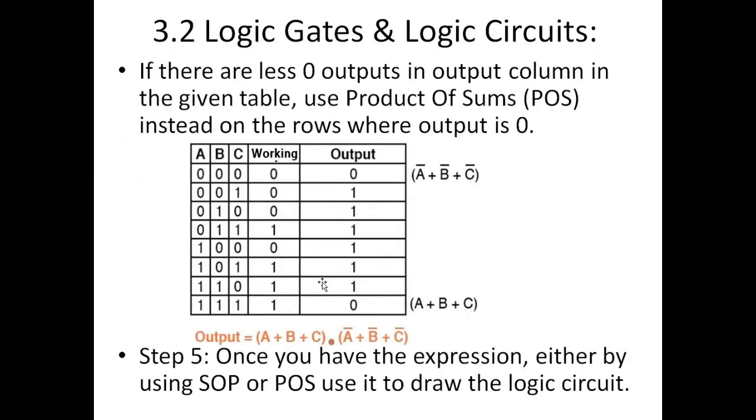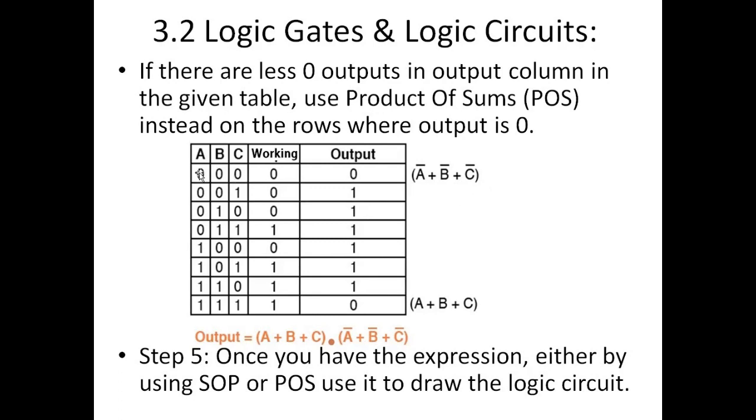Now if the output column has fewer zeros, like in this table there are 2 zeros and 6 ones, then we would go for the 0 outputs in this case. And we are going to convert the first line into a logic expression. Over here this is A bar, B bar and C bar, or A naught, B naught and C naught. Now if the output column we are considering has a 0, then between the inputs we apply the OR gate, and outside the bracket we apply the AND gate.